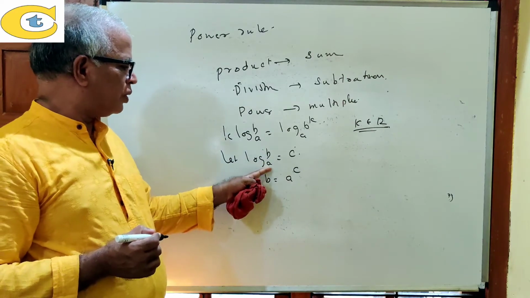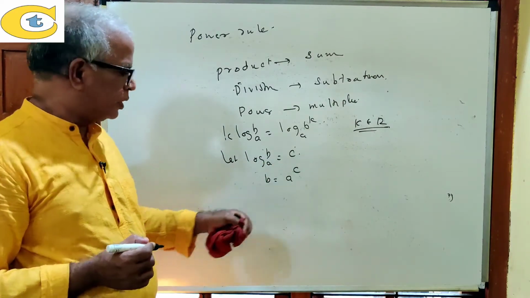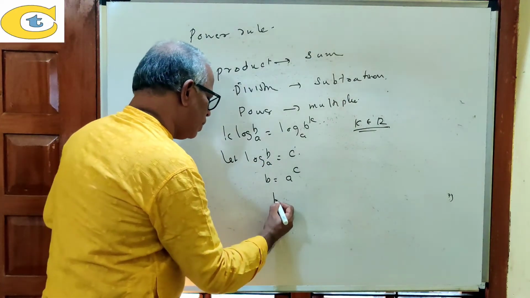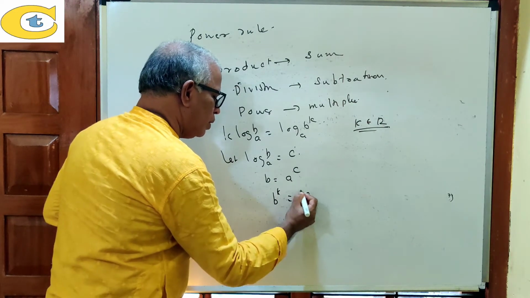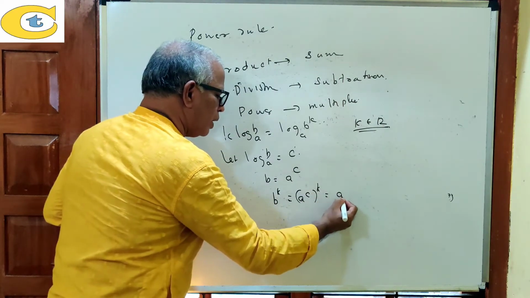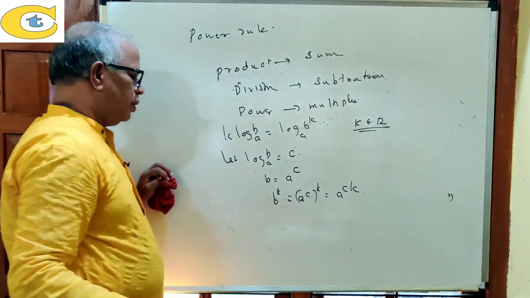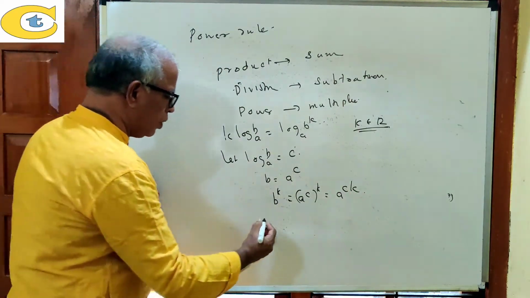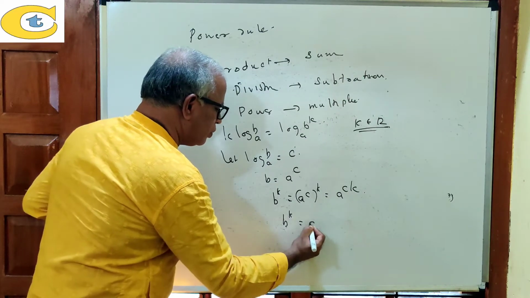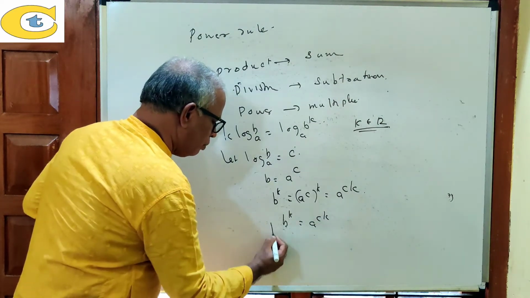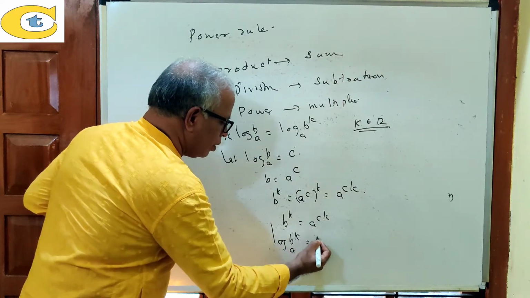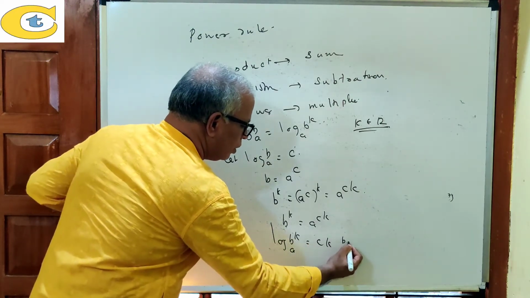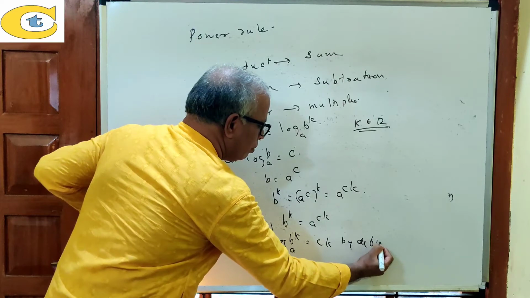Log b to the base a is equal to c. b is equal to a raised to c. b raised to k is nothing but a raised to c, the whole raised to k. You know it, a raised to ck. Then b raised to k is equal to a raised to ck. Logarithm of b raised to k to the base a is equal to ck by definition of logarithm.